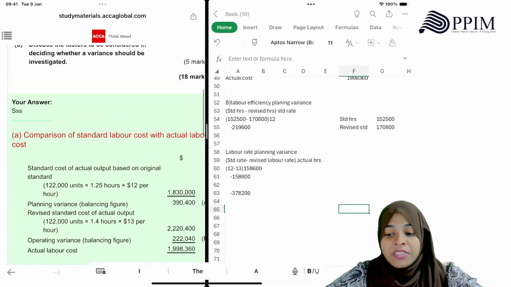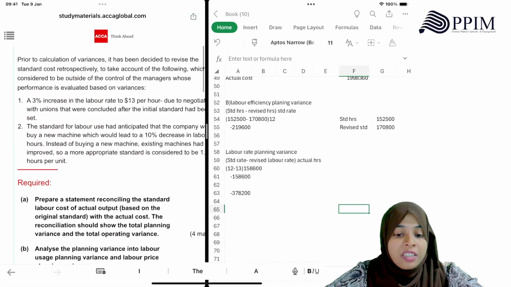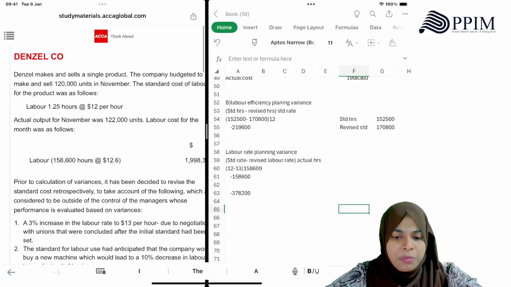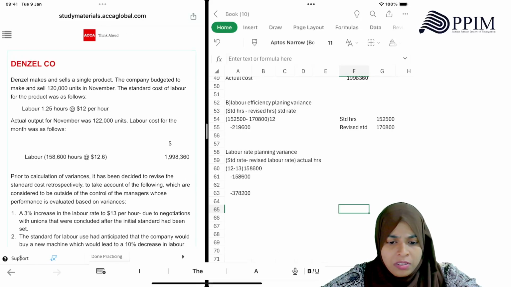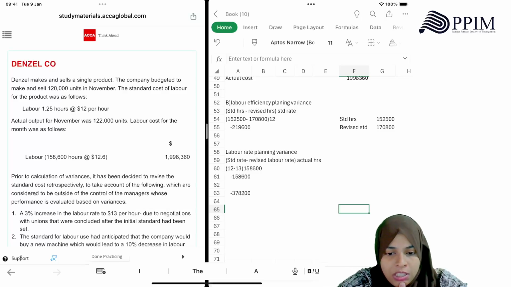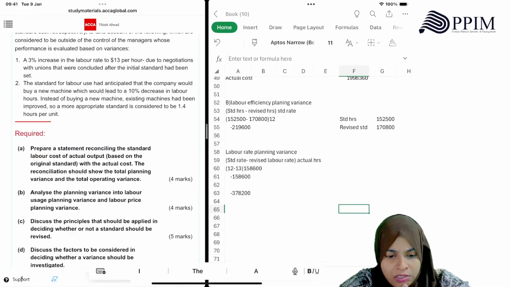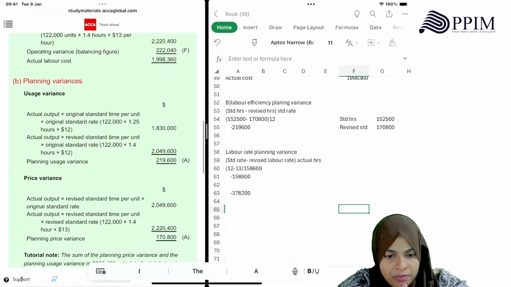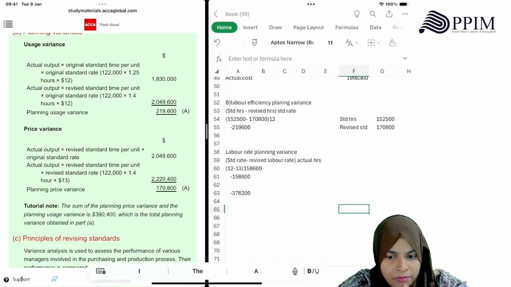Okay, wait, this was revised rate per unit, no? The revised rate was not rate per hour, it was rate per unit. No, it was rate per hour. 12 per hour, 13 per hour. What have they done? Actual was okay.